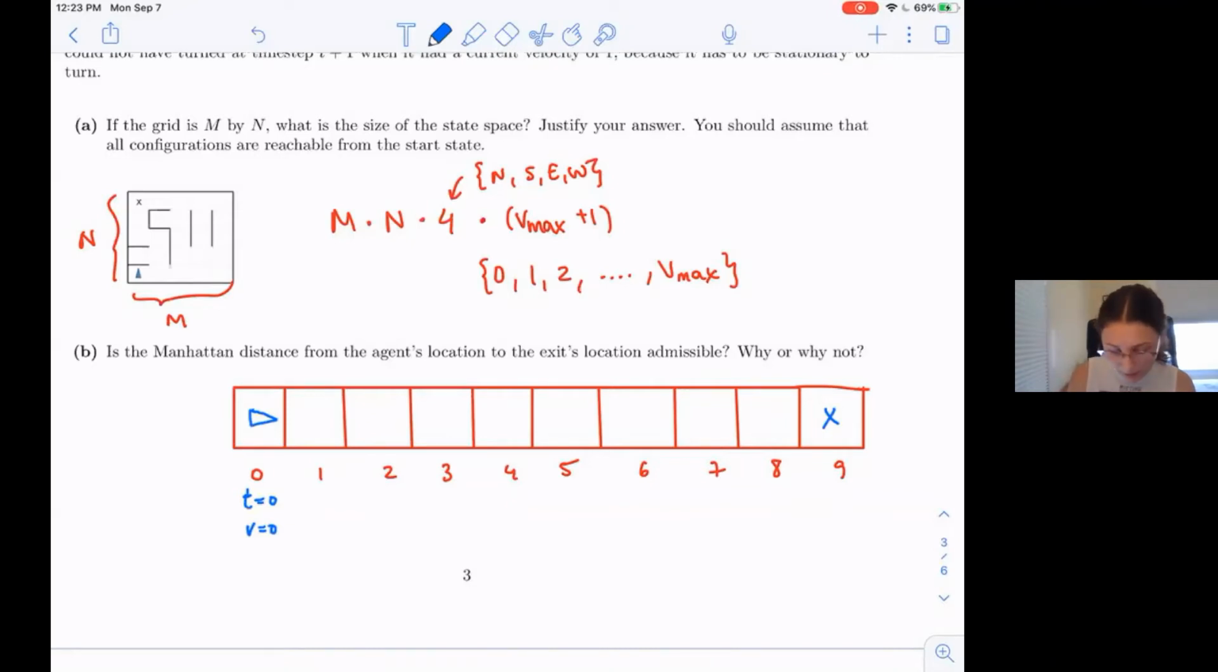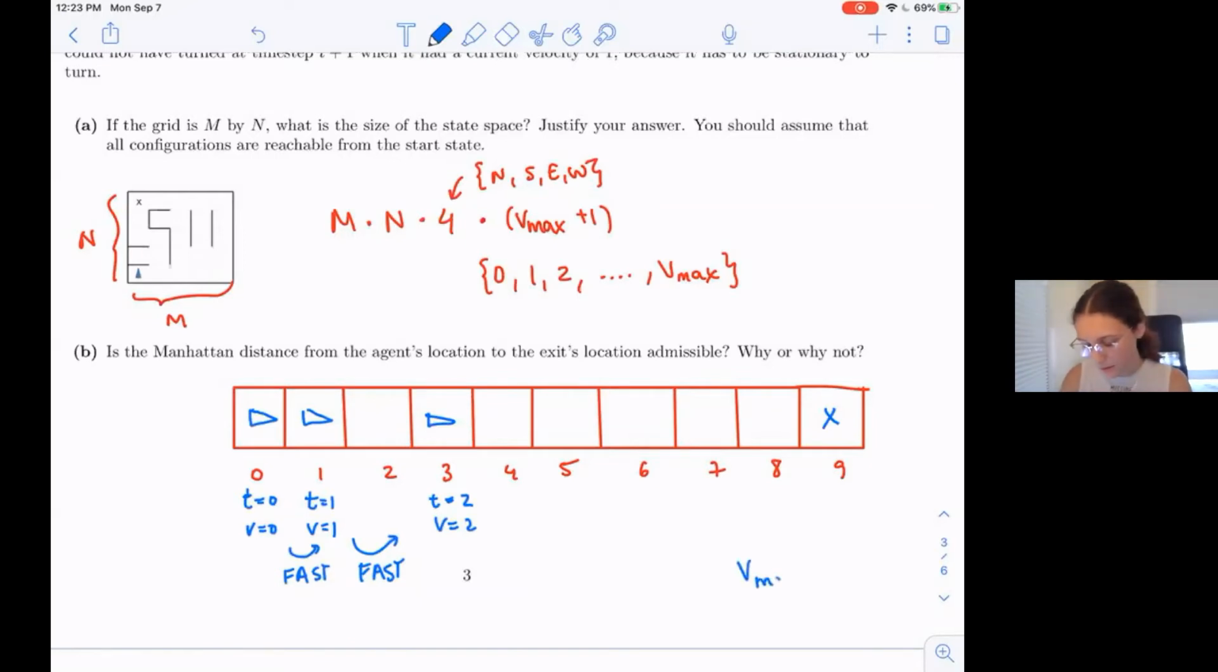Well, I could immediately apply the fast action. Fast will move my agent here. It's going to say t equals 1, v equals 1. Next thing, what should we do? Let's increment again. Our agent is once again accelerating. Now, at time equals 2, our velocity is going to be 2 as well. One thing I should have mentioned is that in this little example, for the sake of argument, I'm going to say that our Vmax is going to equal 3. So we're not yet at Vmax, and we can accelerate one more time. So we're going to apply fast one more time.